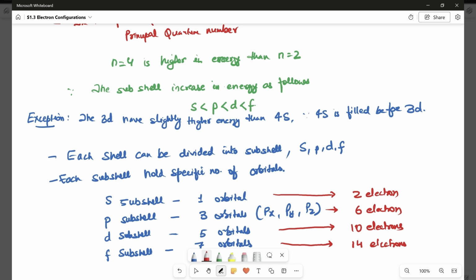So in the next lesson, we'll discuss the electronic configuration from atomic number 1 to 30. And we'll also discuss which electronic configuration is important and why. See you in the next lesson.